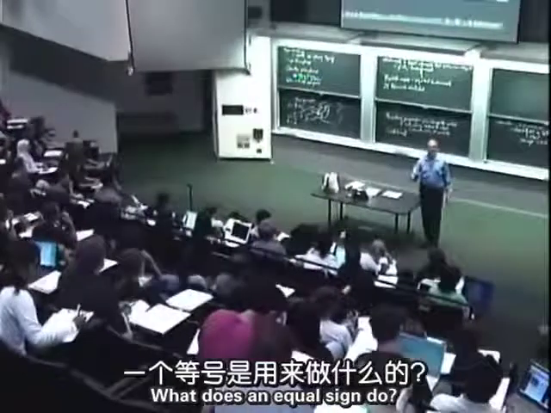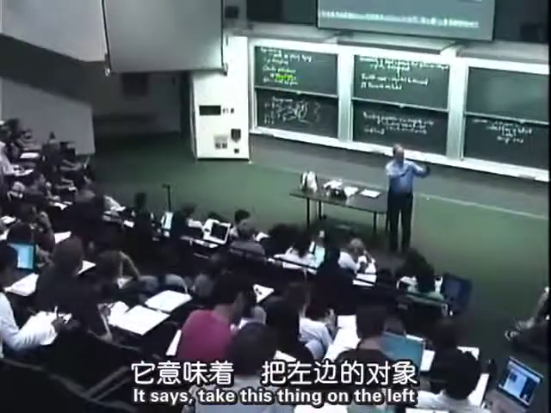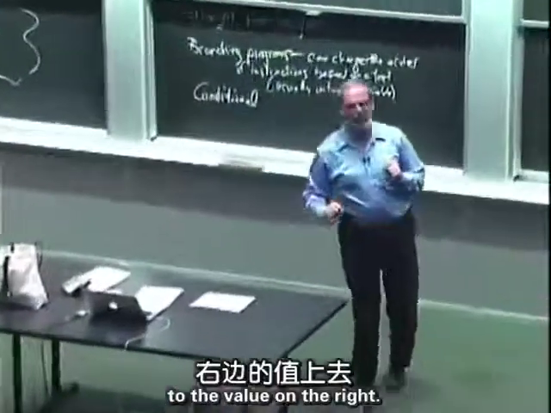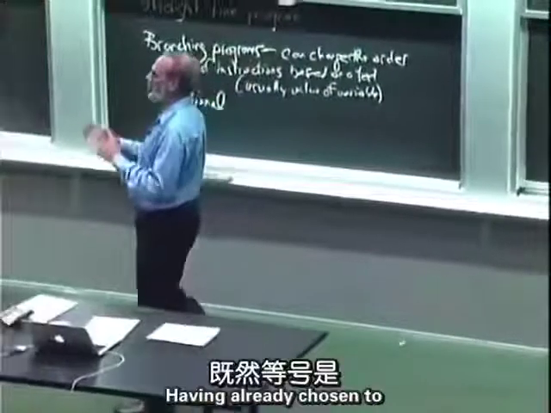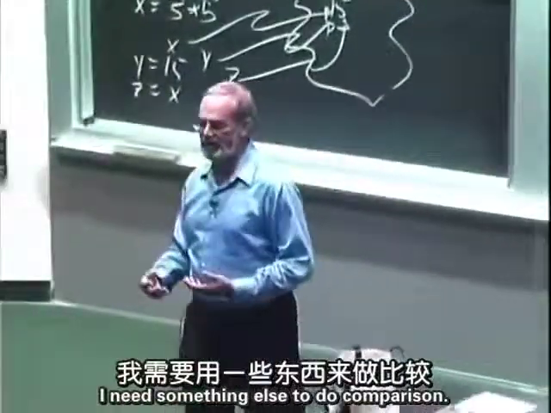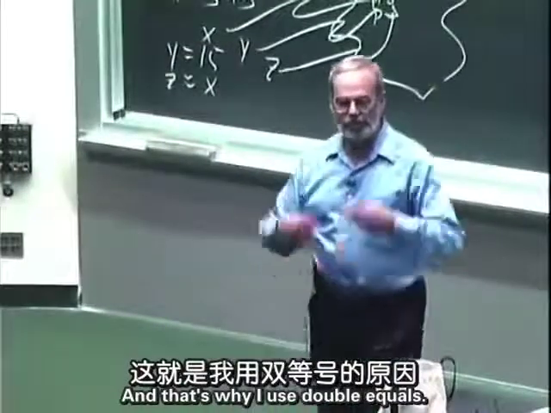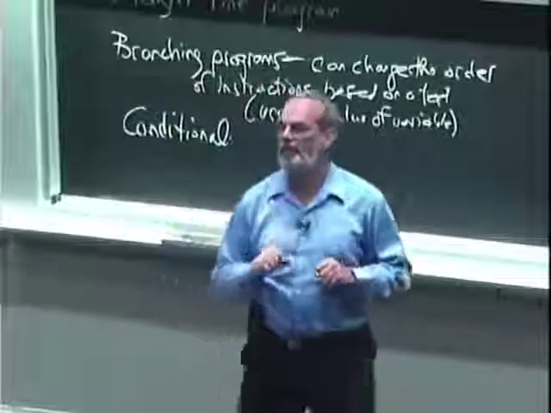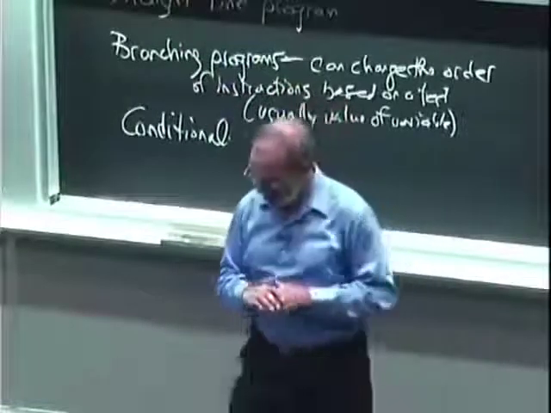What does an equal sign do? It is an assignment. It says, take this thing on the left and use it as a name to bind to the value on the right. It's not what I want here. Having already chosen to use equal as an assignment, I need something else to do comparison. And that's why I use double equals. Those two equal signs are saying, is this thing equal to, in value, the thing on the other side?